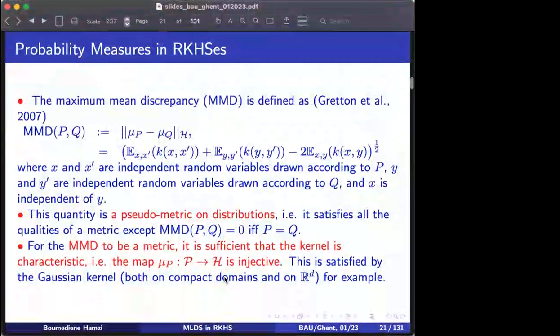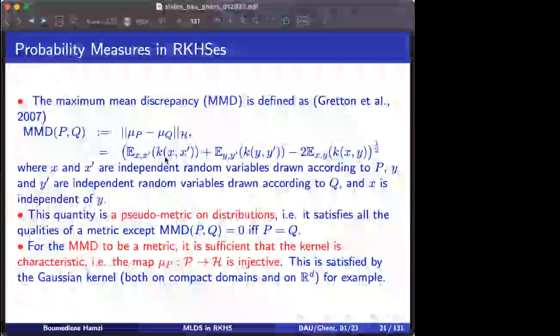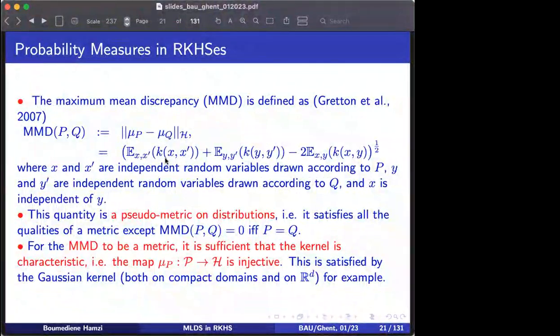Here we don't actually need to do the computations in H, but we can compute them directly from the kernel. The MMD(P, Q) between two probability measures P and Q can be directly computed using this formula, using the kernel. We have X drawn from P and Y drawn from Q, and then one computes just the kernel, which is in a way a measure of similarity between the variables.